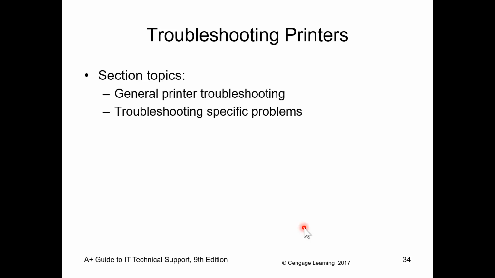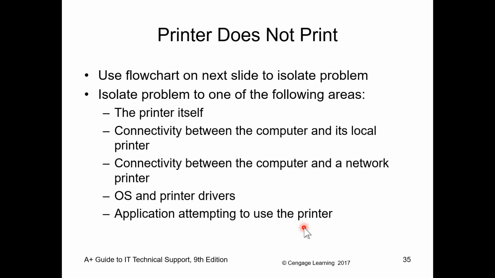Troubleshooting printers. Let's get into that. So there's a flow chart on the next slide. There's a flow chart in the book that talks about it, but what you're trying to determine is whether the problem is with the printer itself, the connectivity from the computer, the one computer, or is it a problem with the network? Okay. Or is it a problem with the application trying to use the printer?